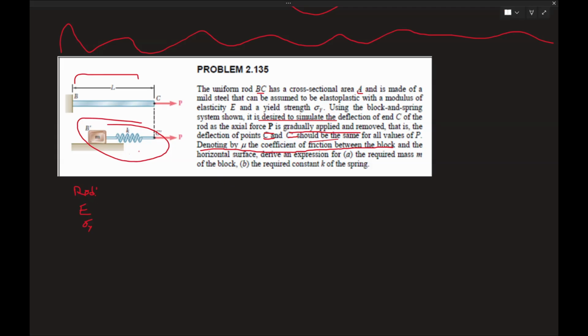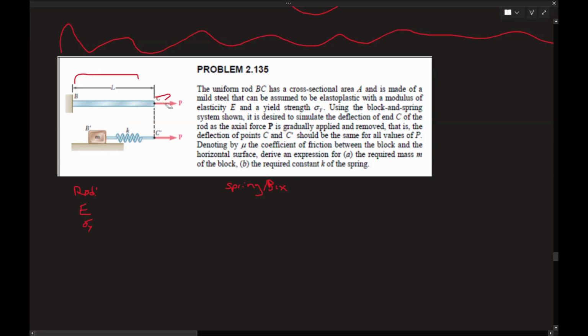Oh my god. No, that doesn't make sense. Oh. Oh my god. So, spring and box. So this spring has to reflect the stretch of this. And then when this guy hits its yield, this guy starts sliding. Oh my gosh. Okay, this actually should be not too bad, but it's frustrating.